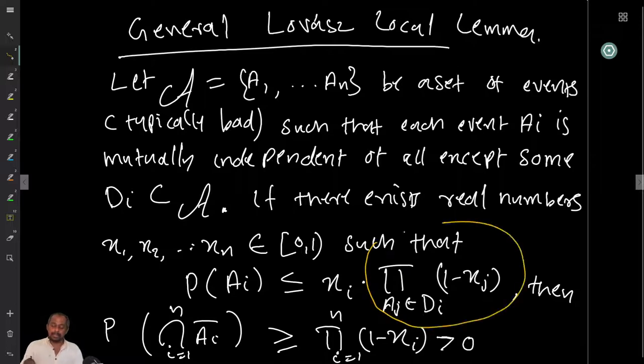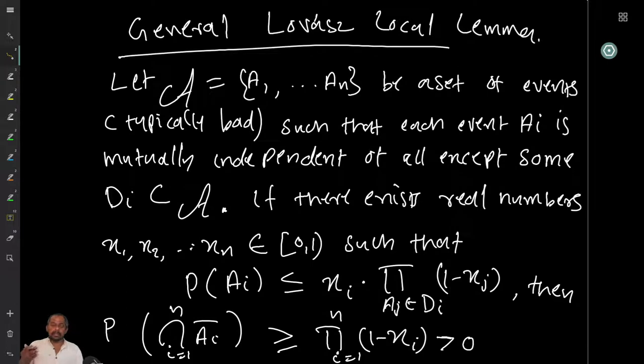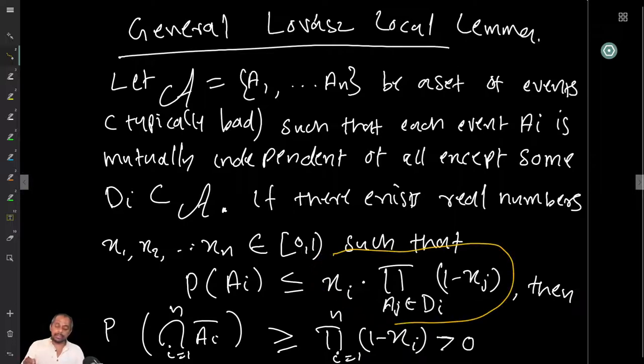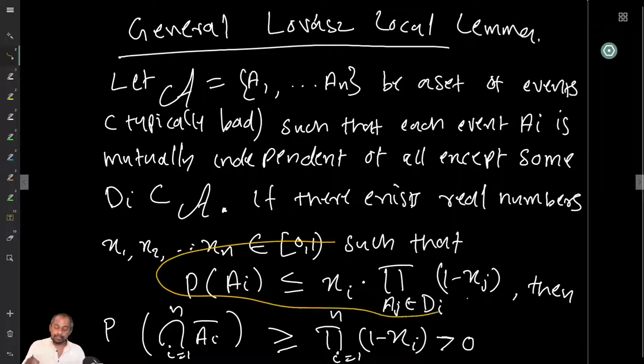So take those dependent events Aj. Each Aj is some event in Di, which is in A1 to An. For every event in A1 to An, I have a corresponding Xi, so for each Aj you have a corresponding Xj. Now I take the product of 1 minus Xj over all these Aj in Di. Xi is an upper bound for the probability of Ai, and 1 minus Xj tells you that something does not happen. So the Xi and Xj are real numbers, and we take Xi times the product of 1 minus Xj, where the product varies over all dependent events. Suppose this holds for every Ai.